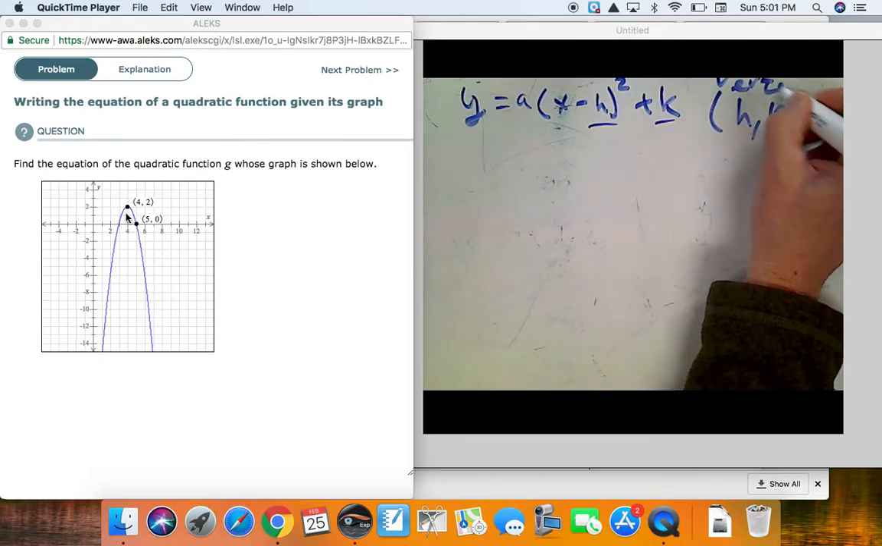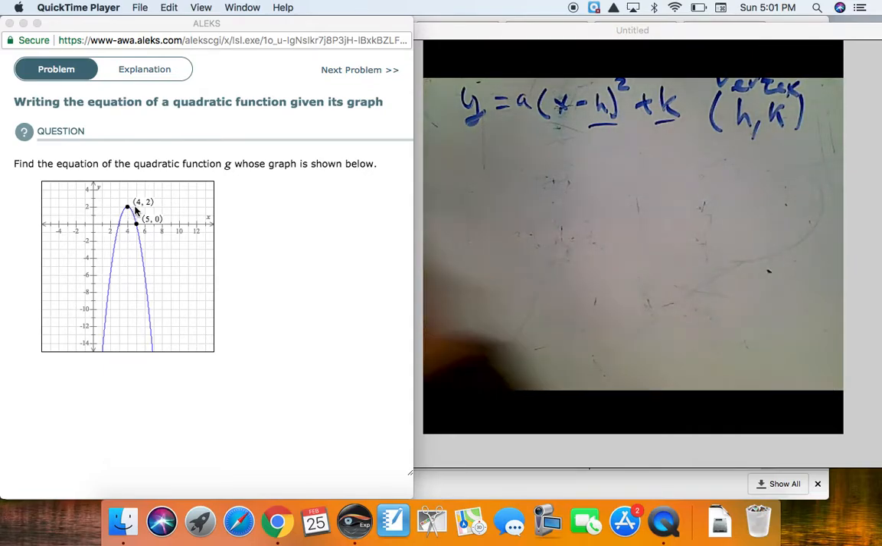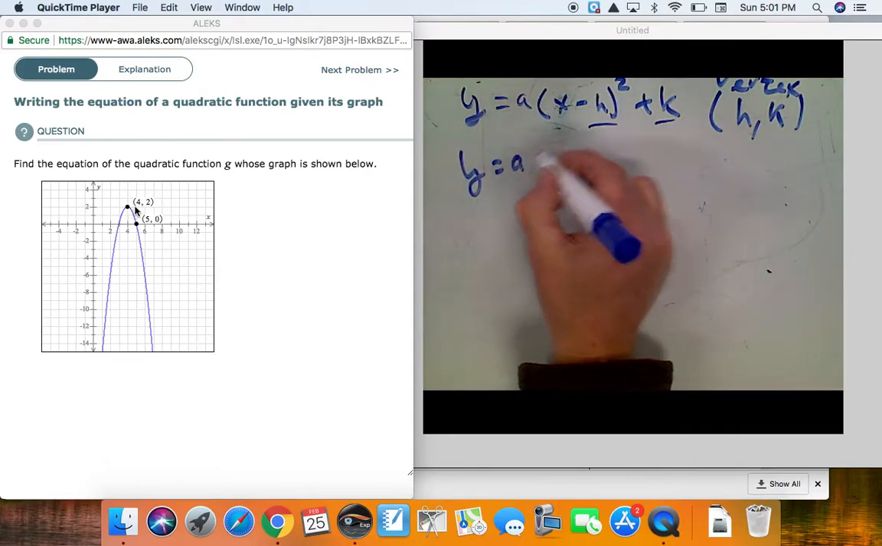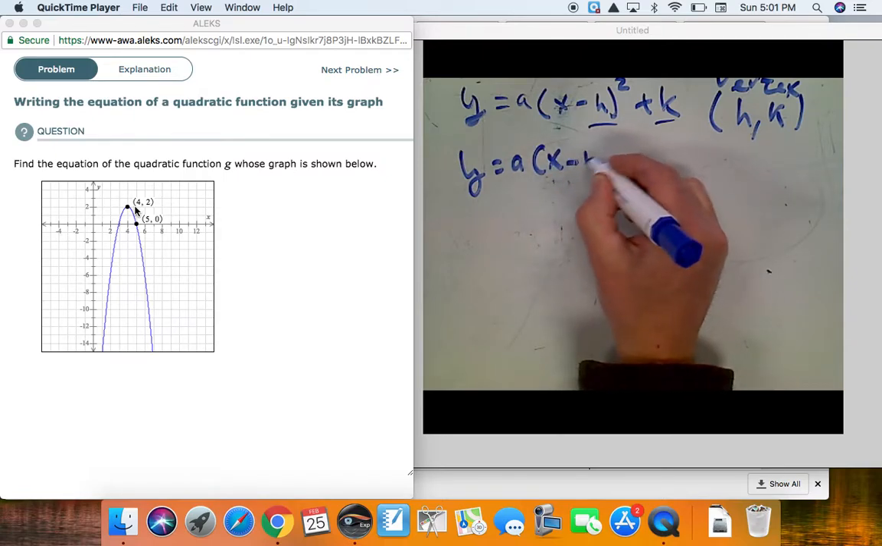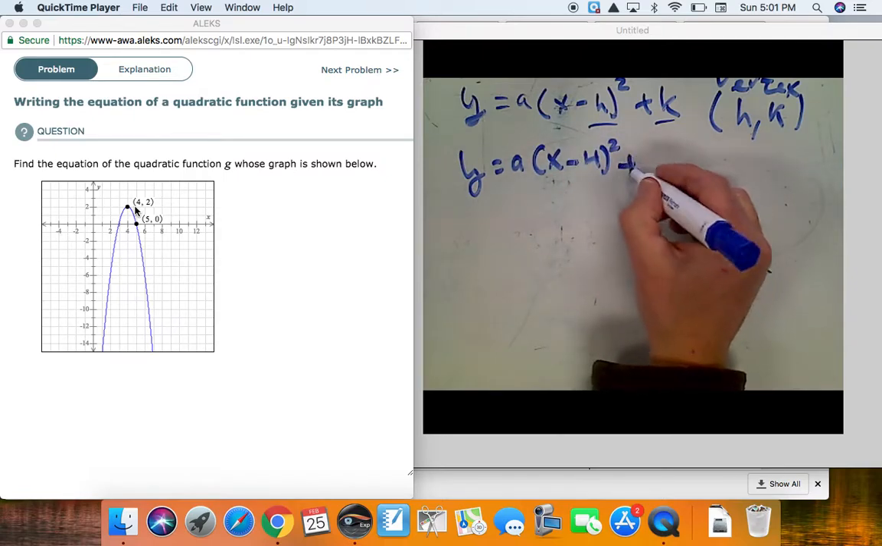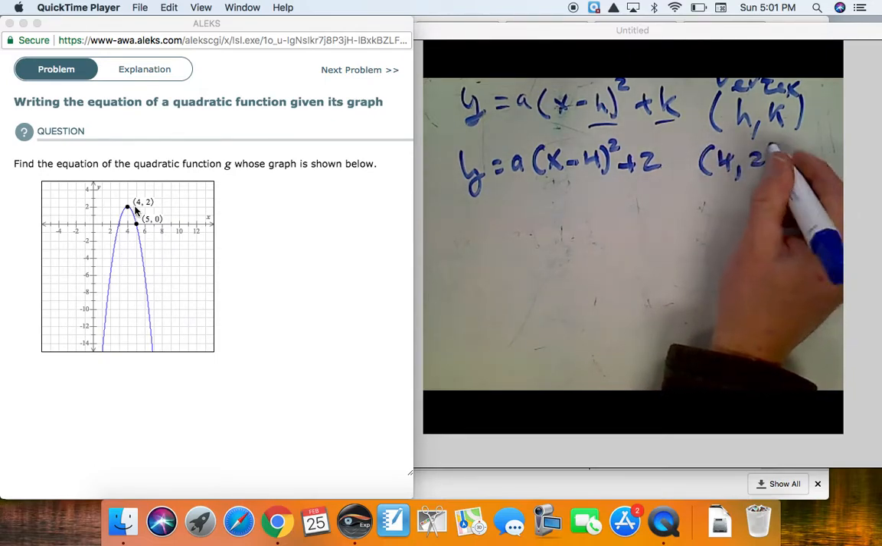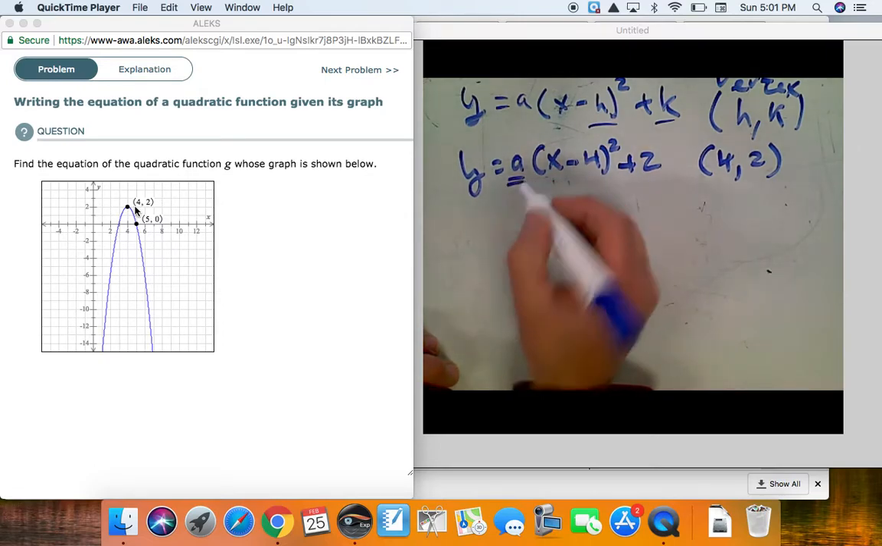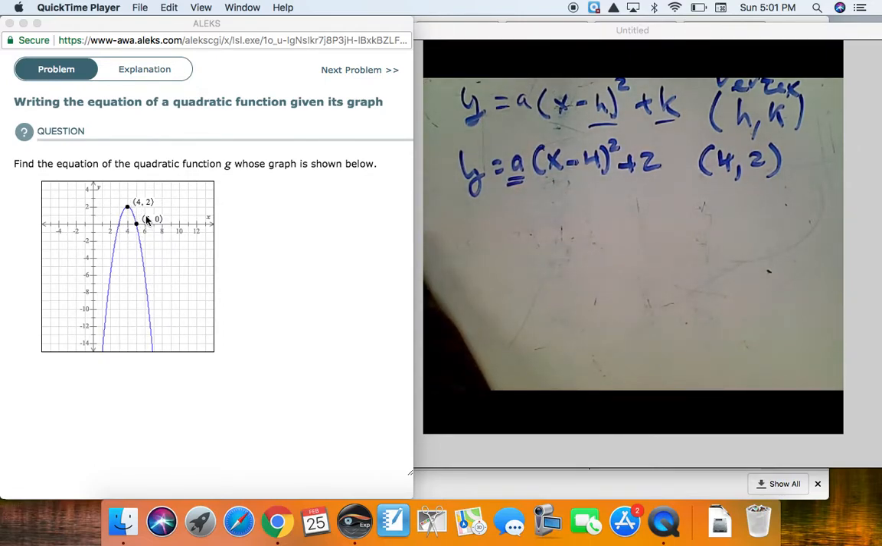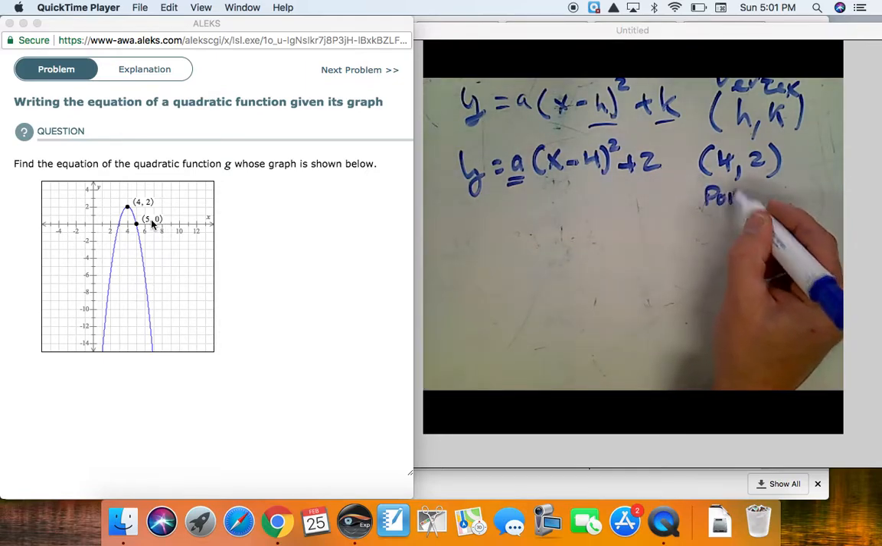So let's go over here, and you can see the vertex is (4, 2). So I say y equals a times x minus 4 squared plus 2, because my vertex is (4, 2). Now I have this a. I need to solve for my vertical stretch. And it looks like it's 2 right here because it goes over 1, down 2, or negative 2 actually. But we're going to prove it, because we have this other point, and this other point is (5, 0).